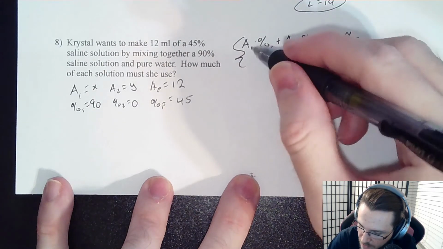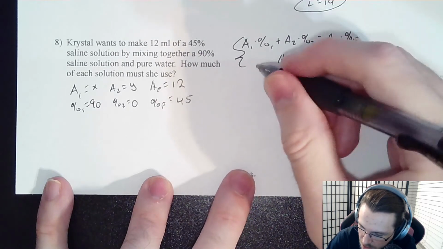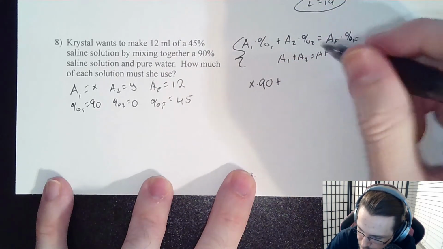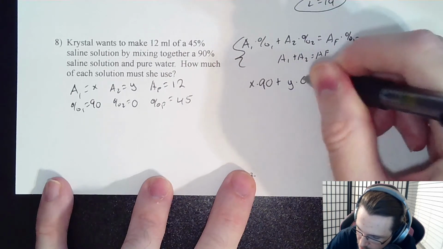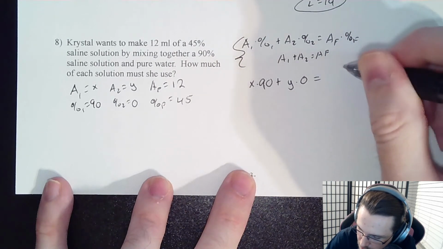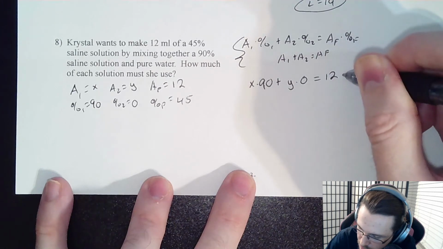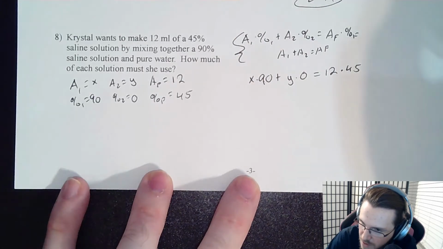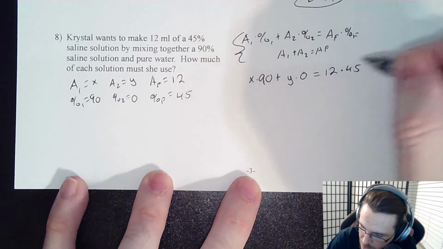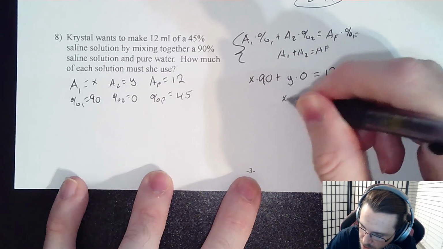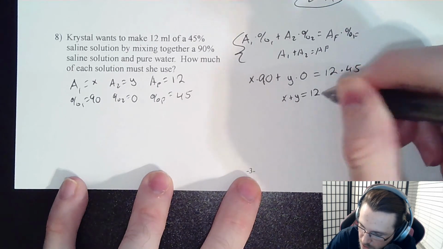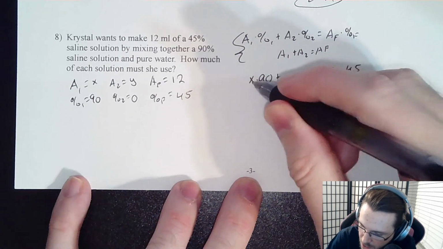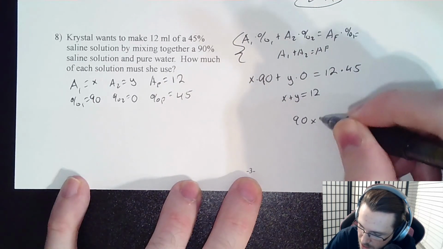So we're going to have amount 1 times percent 1, which is X times 90, plus Y times 0, equals 12 multiplied by 45. And then our amount 1 plus amount 2, X plus Y, equals 12. All right, so this is gone. We don't need to write it. So X times 90 is 90X equals.